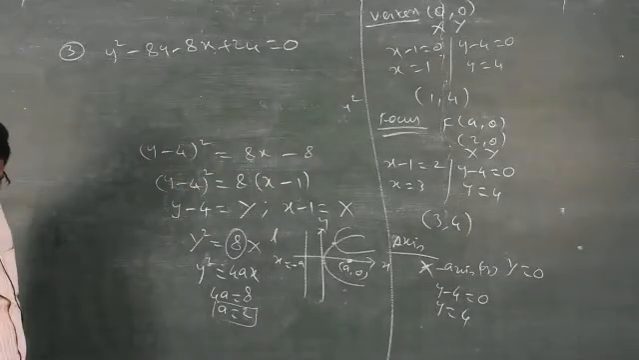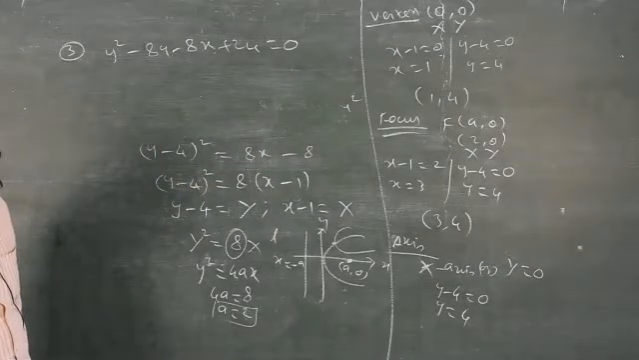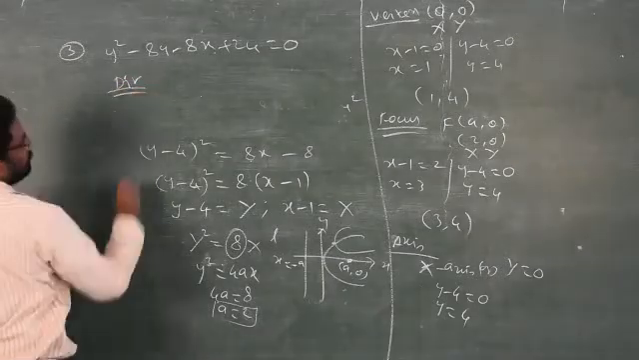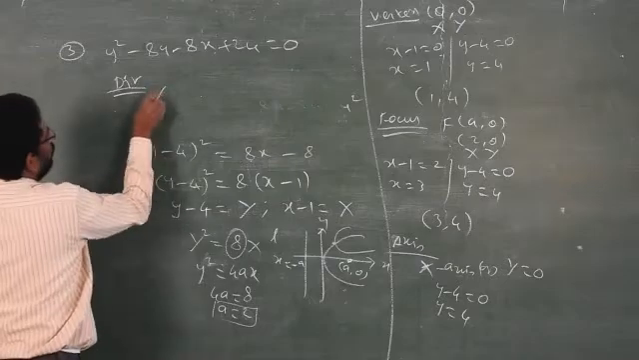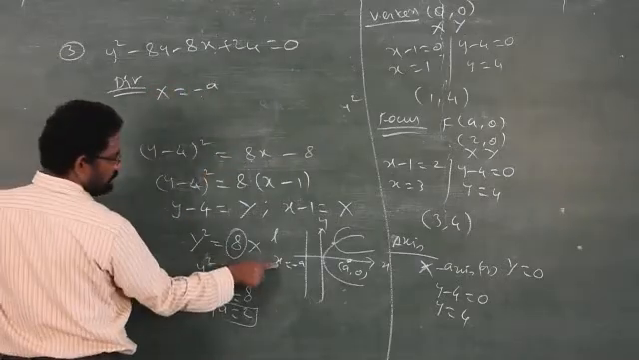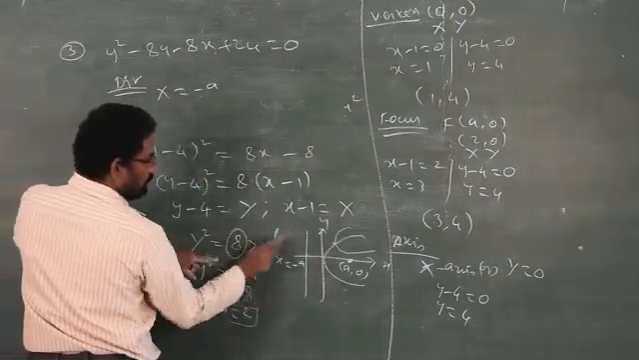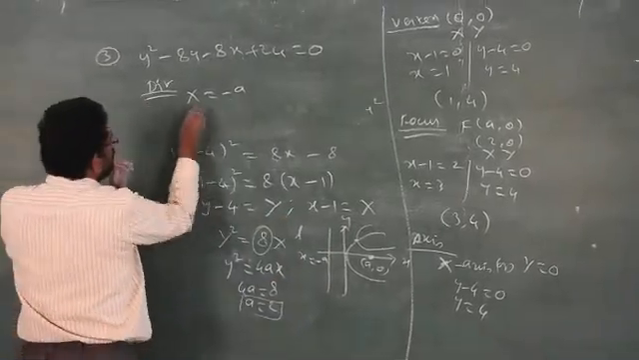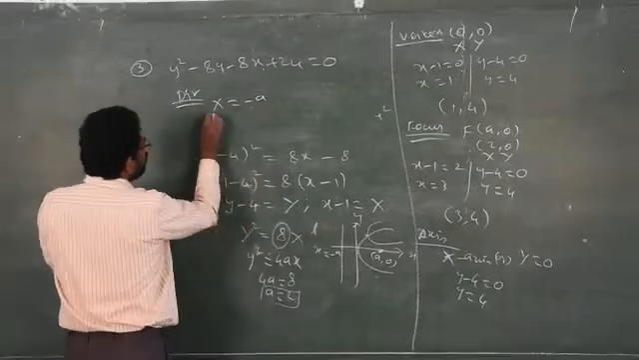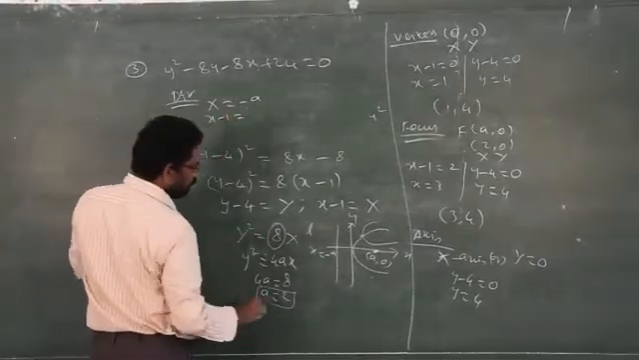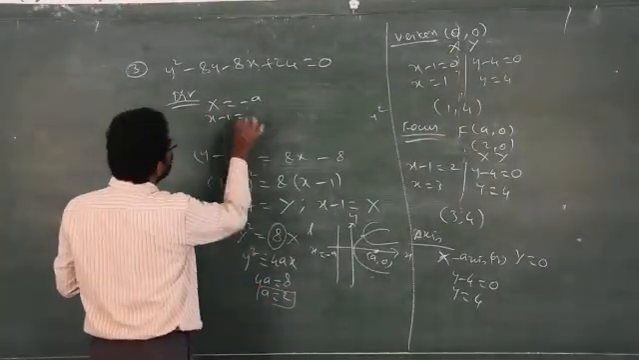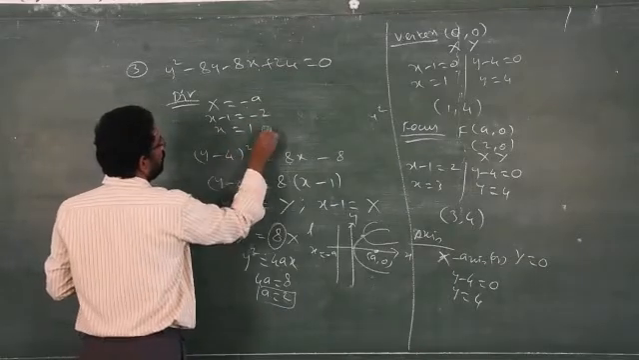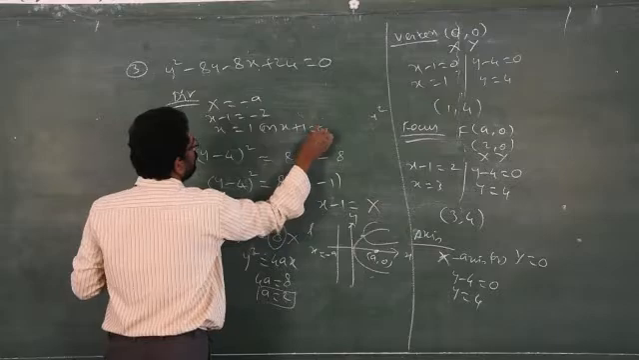Then one more. What is the last one? Equation of directrix. What is the directrix? Capital X is equal to minus a. Here it is written small x because it refers to small x, small y, but we brought the small x into capital X. So capital X is equal to minus a. What is your capital X? x minus 1 is equal to minus a, a is how much? 2, that is minus 2. x is equal to minus 1, or x plus 1 is equal to 0.